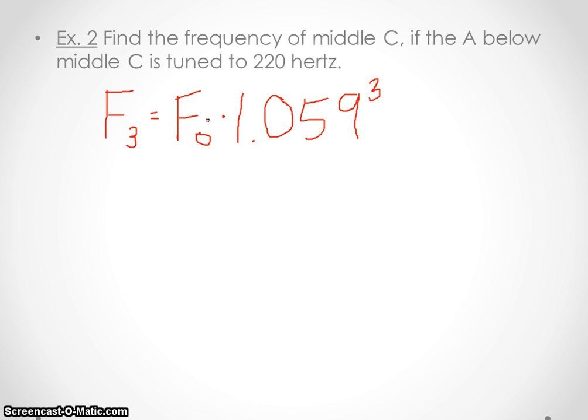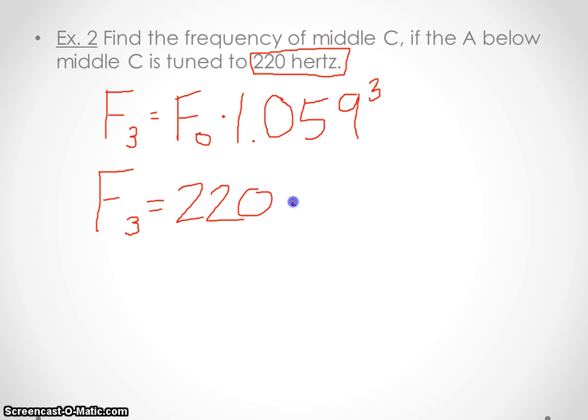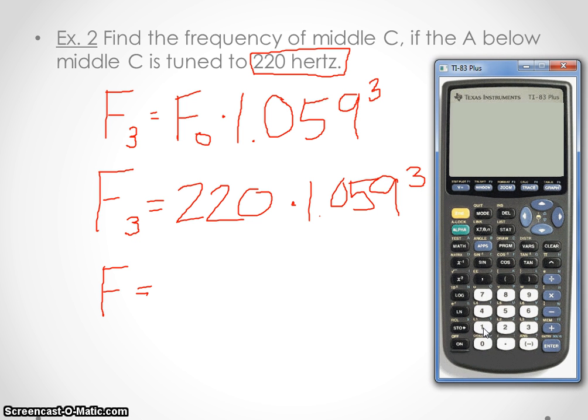Now this is silly. I probably should have plugged in here that our initial key was tuned to 220 Hertz, so that's our initial f of 0. So f of 3 equals 220 times 1.059 to the 3rd power. And now we can find f of 3. We just have to evaluate what this is. So we would go to our calculator and find 1.059 to the 3rd power, so let's do that. Oh, look, there it is. So let's just take that to the 3rd power and multiply by 220.